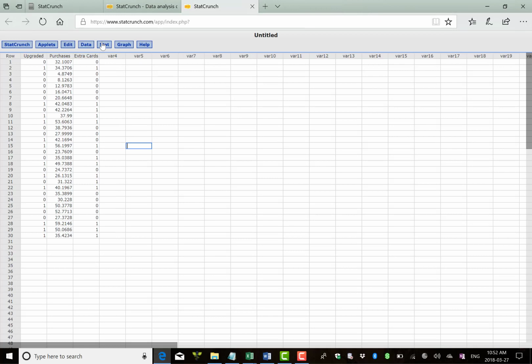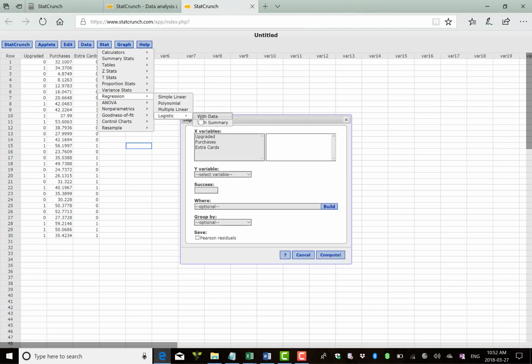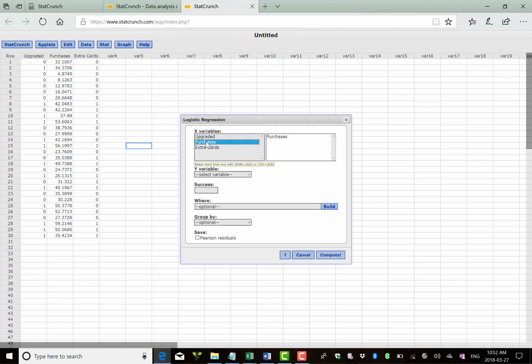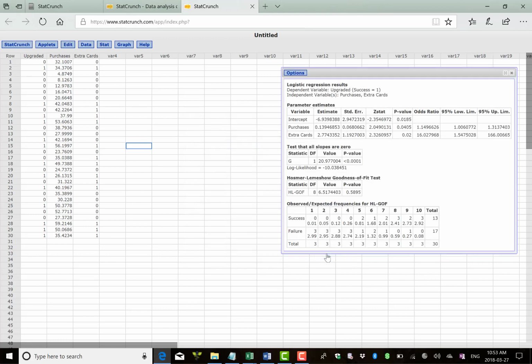Once you've got it in, go to Stat, Regression, Logistic, with data. We have the data in this case. And our X variables are purchases and extra cards. Those are what we're using to forecast whether or not somebody upgrades. Remember, upgrade is like a yes, no. So we can't use normal regression. We need to use logistic because we have just a yes, no response, or a 0 or 1 response for the Y. Success, we're going to call a 1. So yes, if they upgrade, it's a 1. And then compute. We're not going to worry about residual analysis in this example.